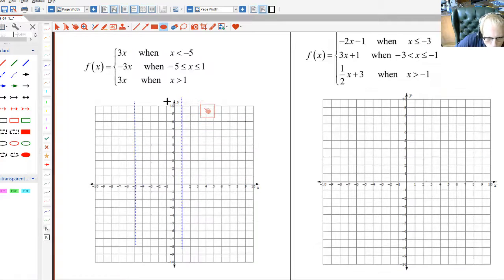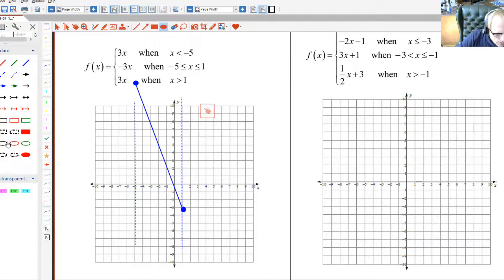Okay, then in the middle, I have -3x. So -3x also goes through 0. It has a b value of 0, and it's down 3 to the right 1 for a slope of -3, and it's going to do something like that. And then we're going to get a solid dot on this side because that's the less than or equal to -5, and then also a solid dot on the other side because we have a less than or equal to symbol.